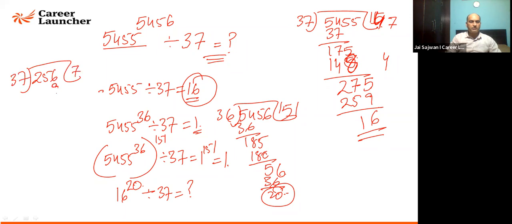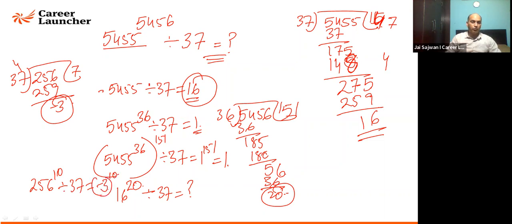7 sevens are 49. 7 threes are 21, 25. Can I say the remainder is coming out to be minus 3, my dear? So when you square it, 256 to the power of 10, this is what I need to find out. I'll say it is minus 3 to the power of 10 that I need to find out here.